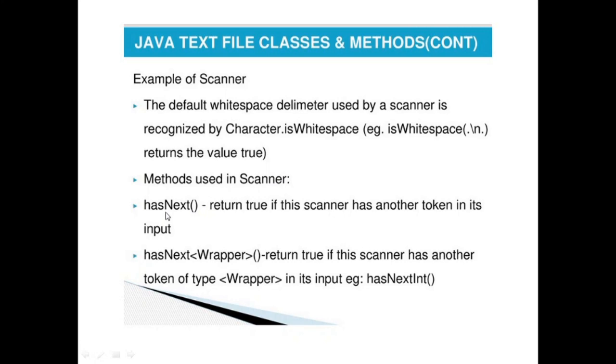hasNext. Okay, hasNext is a very useful method that is used with the scanner class and returns true if the scanner has another token in its input. Okay, and hasNext wrapper returns true if the scanner has another token of type wrapper. Here what is done is they have used generics.